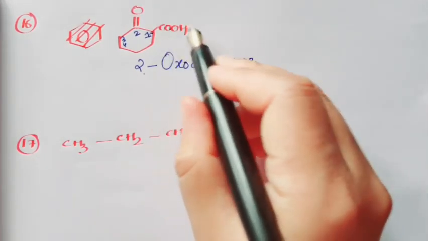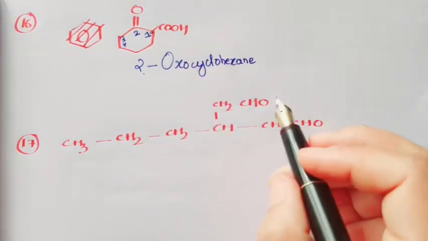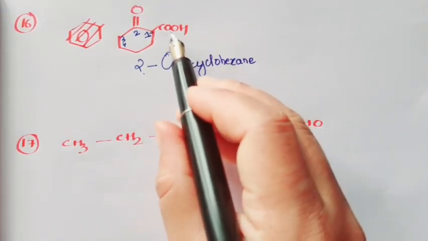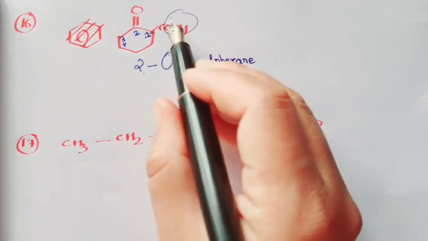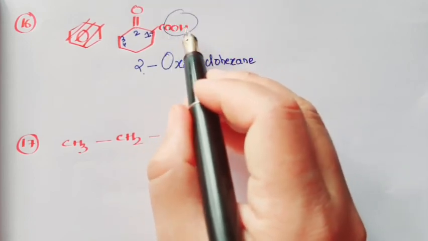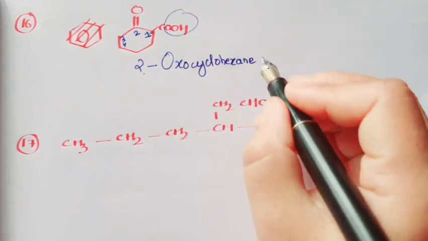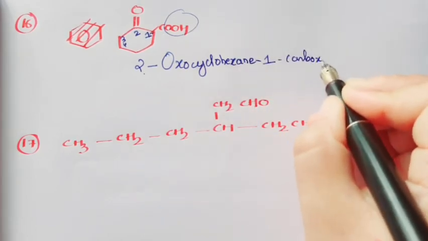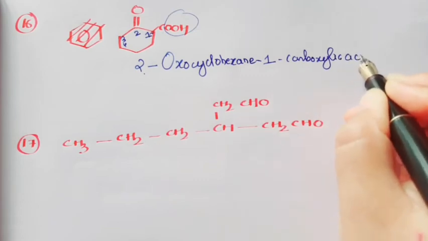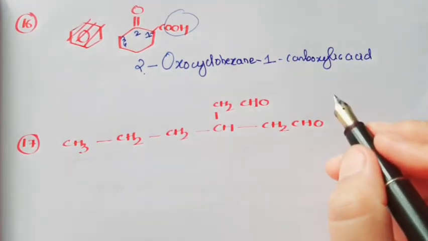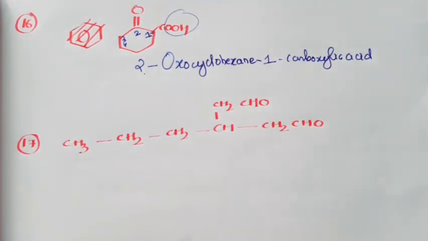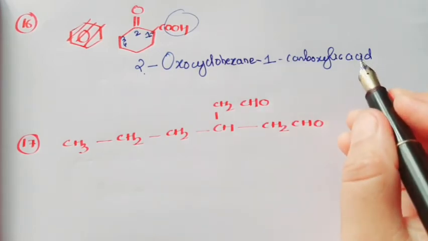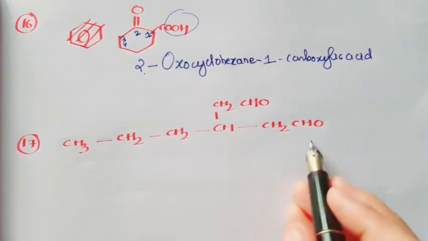Now see here, this is your COOH. Okay, so this is your COOH group. It is outside, it is a functional group, right? It is outside and not in a chain, and we are going to name this as 1-carboxylic acid. Okay, carboxylic acid. So the functional group is outside the chain, so we need to write carboxylic acid.